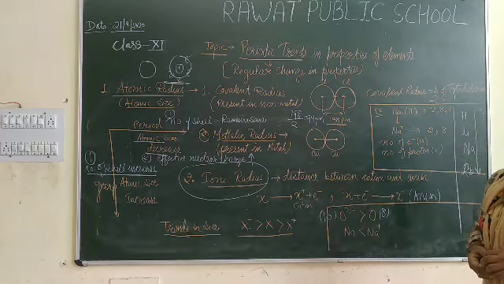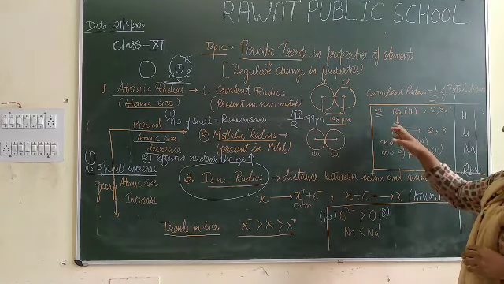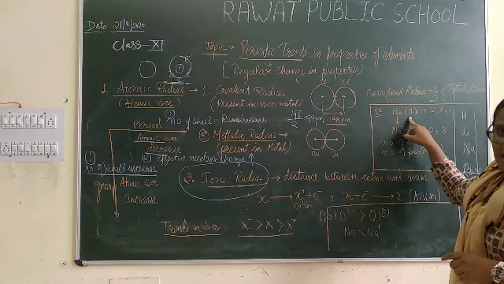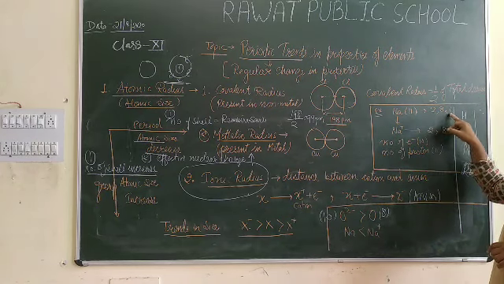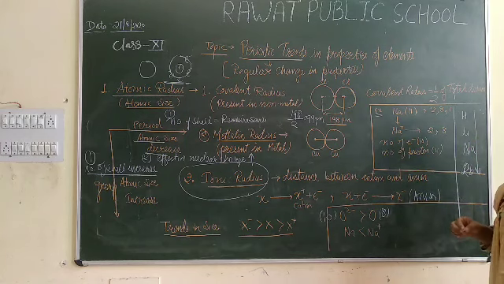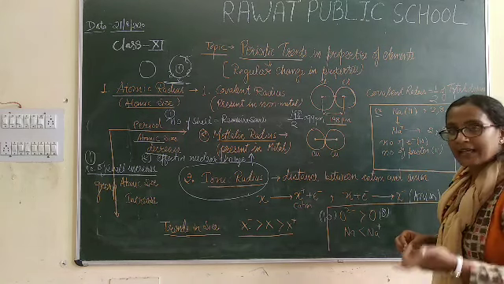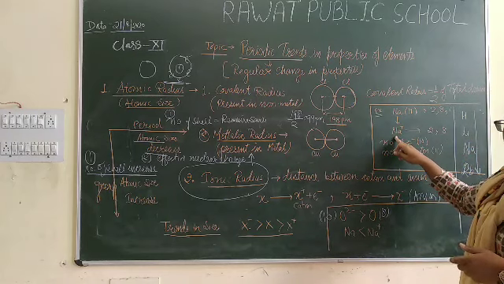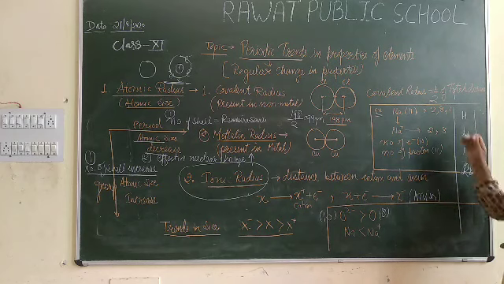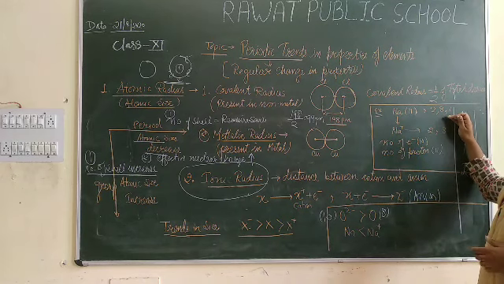And now what will happen in the cation? For example, we take sodium. The atomic number of sodium is 11, so its configuration is 2, 8, 1. Now if we remove one electron, it is changed into a cation, Na+. It means one electron is removed. If one electron is removed, now what happens?